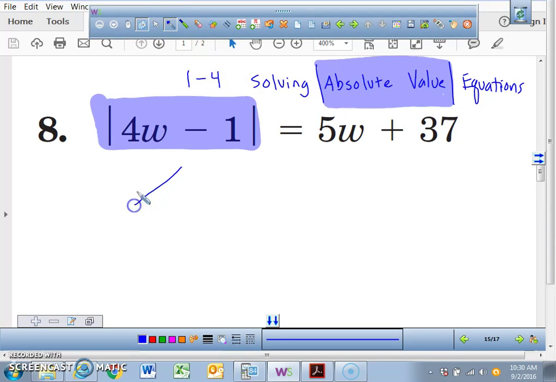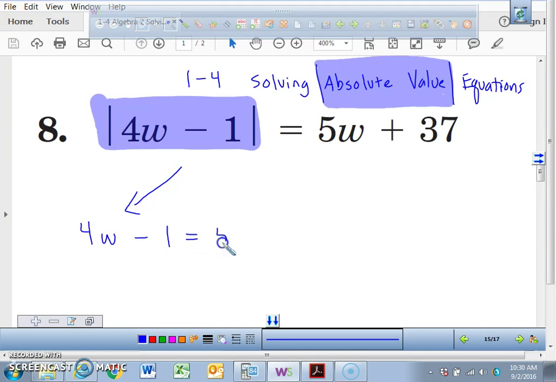Alright? So now, what do you guys remember from yesterday that we did? We had to break this into two separate equations. Because all of this right here could equal that, correct? But all of this could also equal the negative version of this. So the first thing I want you to do is put 4w minus 1 could technically equal 5w plus 37. Now that's the easy one.